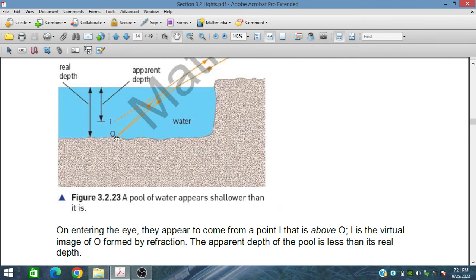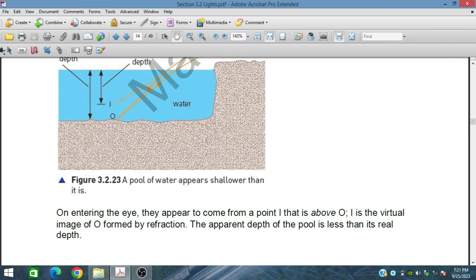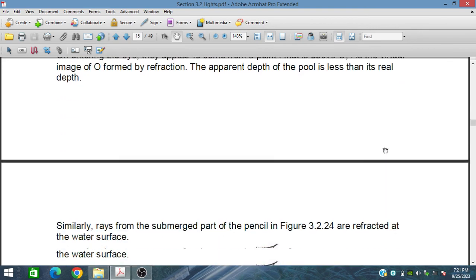Rather than this, it will appear that the depth of this pool is this much only. So the apparent depth of the pool is less than its real depth. This is because of the phenomenon of refraction.